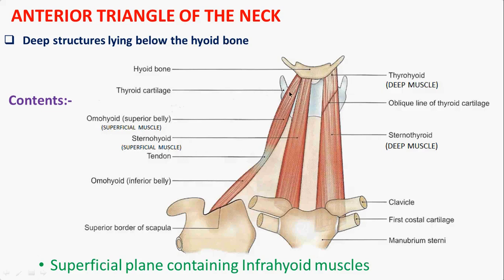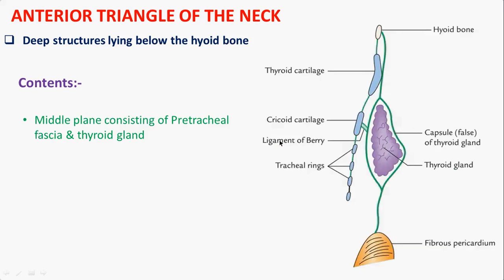Here you can see this is the superior belly of the omohyoid, and this is the inferior belly of the omohyoid. Then this is the sternohyoid muscle. Then this is the thyrohyoid muscle and the sternothyroid muscle. So this is the superficial plane containing the infrahyoid muscles.